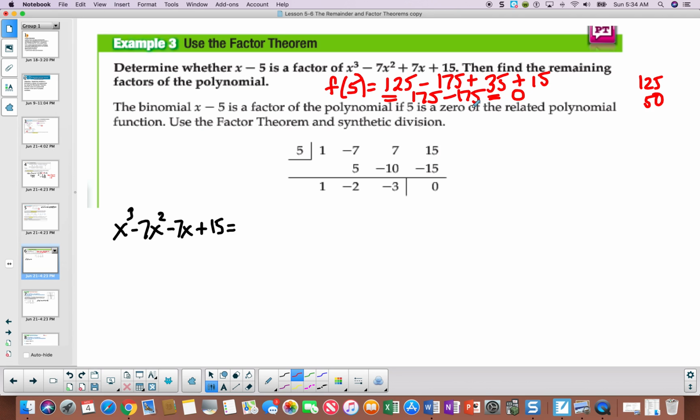All right, so the remainder theorem says we're going to get a remainder of 0. So it's worth going through synthetic division, and we're going to get a 0 here. So how do we translate the synthetic division? Well, we have found that x minus 5 is a factor. And then here is the quotient. Let's go ahead and write it: x squared minus 2x minus 3.